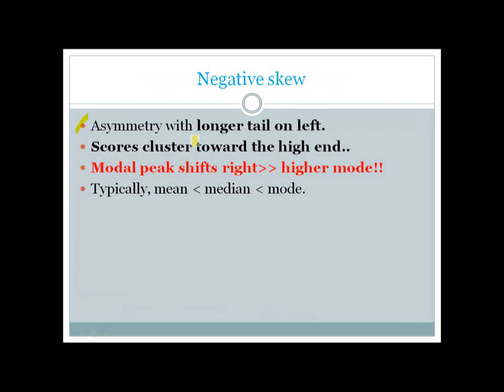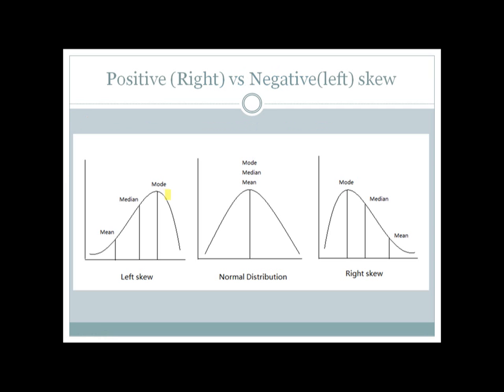In negative skew there is an asymmetry with a longer tail on the left. The scores cluster toward the high end, and the modal peak shifts to the right, and now you have a higher mode. Typically in negative skew, the mode is the highest number, followed by the median, and the mean is the lowest number.